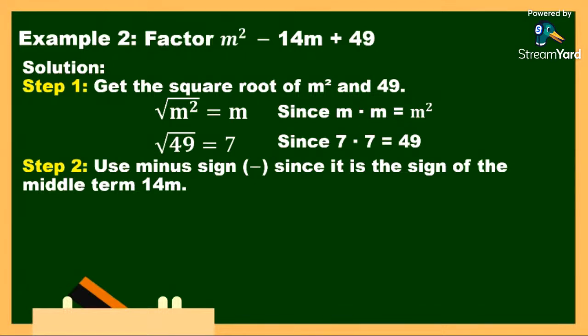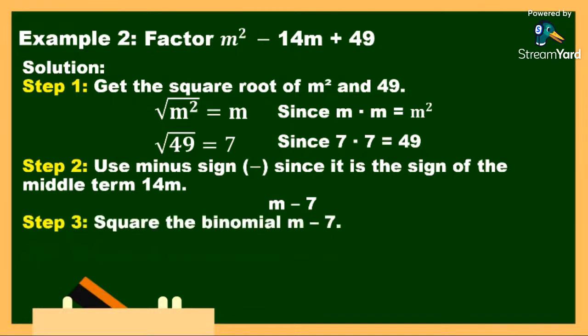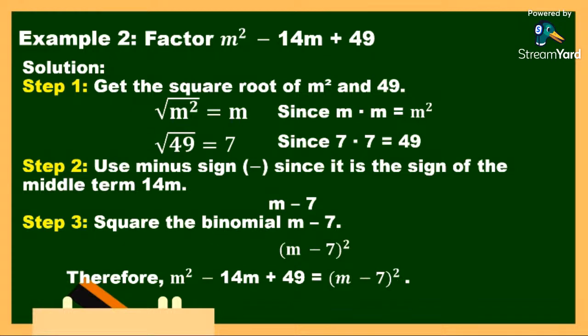So, dito, makakabuo tayo ng binomial na m minus 7. So, saan nanggaling si m? Ito yung square root ni m squared. At si 7 naman ay ang square root ni 49. At ang minus sign, ito yung sign na ginamit doon sa ating middle term na 14m. Step 3, square the binomial m minus 7. Kaya siya magiging the quantity of m minus 7 raised to 2. Therefore, m squared minus 14m plus 49 is equal to the quantity of m minus 7 raised to 2.